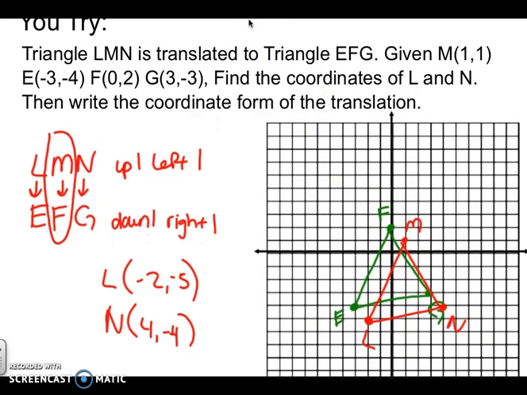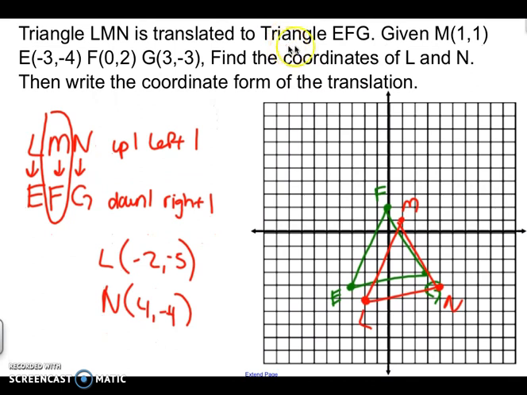Lastly, this one was pretty tricky. You had to go from LMN to EFG. And notice they only gave you 1 point from that original image, which was point M. But they did give you all of that second triangle. So you had to go from M to F and find a rule. From M to F, you had to go up 1 and left 1. And that gave you the green image. So from this triangle to the new one, you had to go up 1 and left 1.